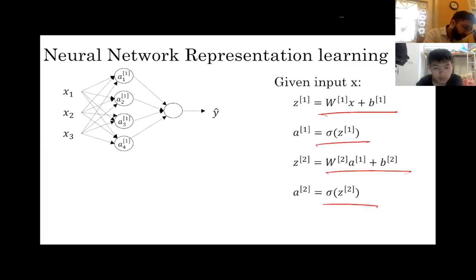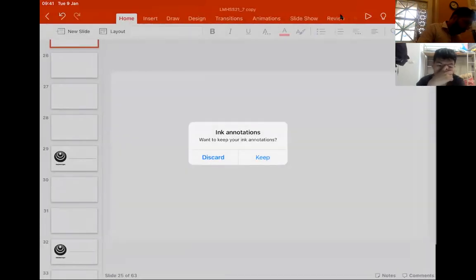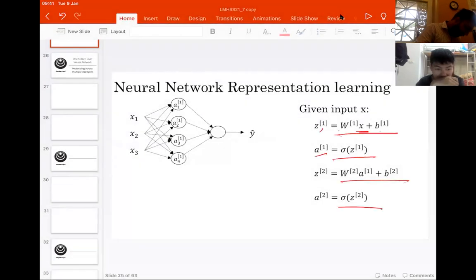So again, the superscript represents the layer. So the output of the first layer would be X times W1 plus B. Output of the activation would be just the input of that activation passed to a sigmoid, and so on. So now let's look at some actual training. How would we train a network? Let's say we have a classification problem. How do we train a neural network?